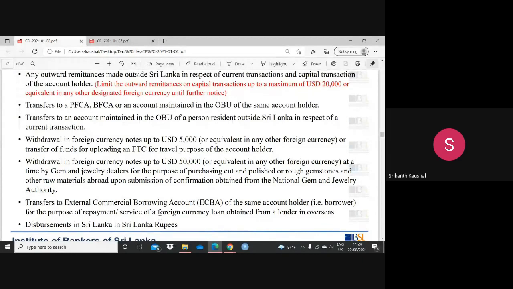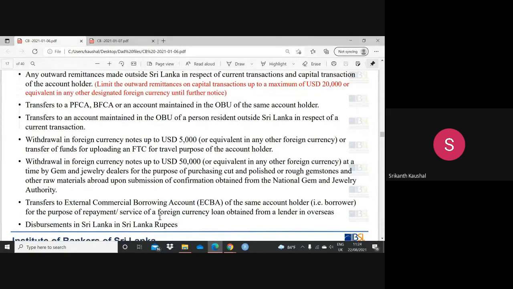Then we will study the external commercial borrowing account, that I will explain to you. That is, a Sri Lankan can borrow. When I say Sri Lankan, it's only a company. They can borrow from a foreigner, as an individual lender or a group of lenders. The local company can borrow, and that company has to open a special type of account called an external commercial borrowing account. So here, if you borrow something from your PFC account, your BFC account, you can transfer to your external commercial borrowing account to repay the loan.